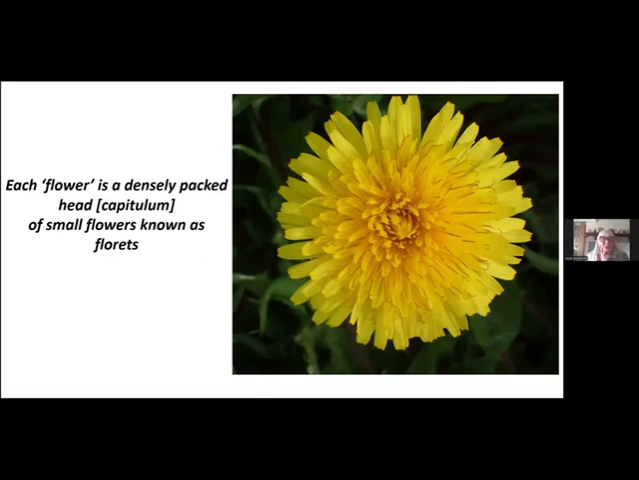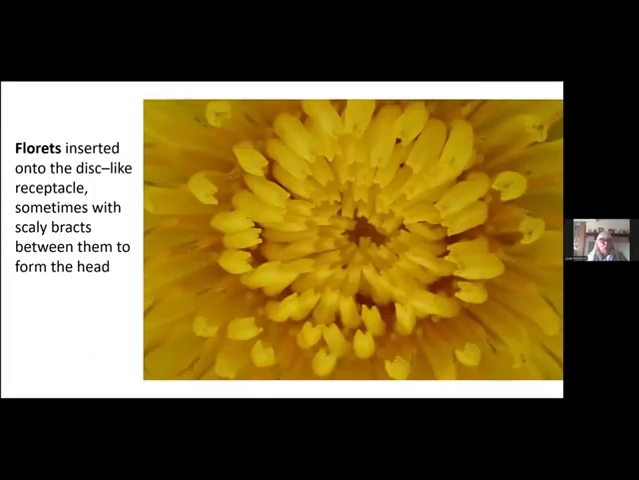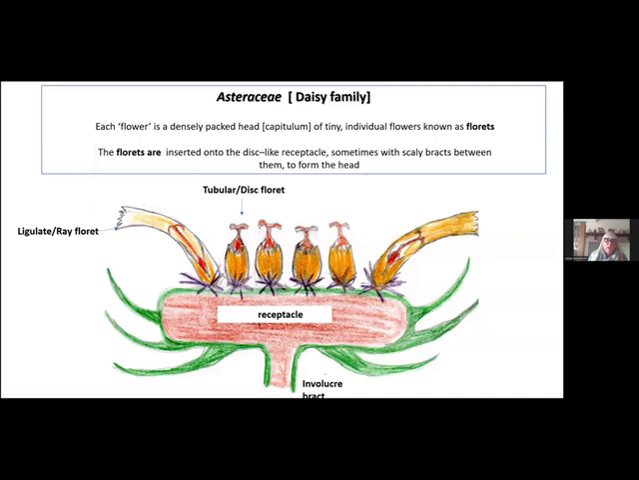Now, each head is a densely packed head. To the layperson, they just look like petals, but of course, they're tiny flowers called florets, and they're attached onto a disc-like receptacle, sometimes with scaly bracts, which are obviously helpful in identification, and they're all inserted into this capitulum or receptacle.